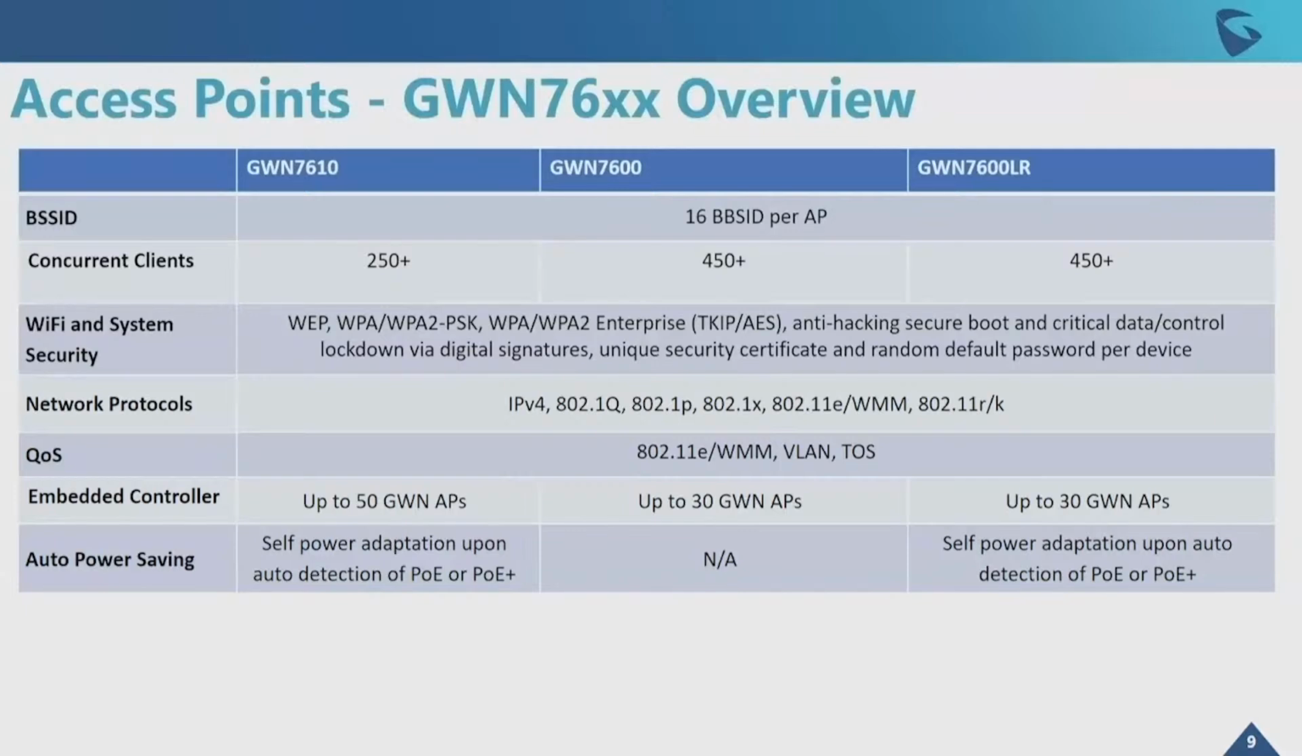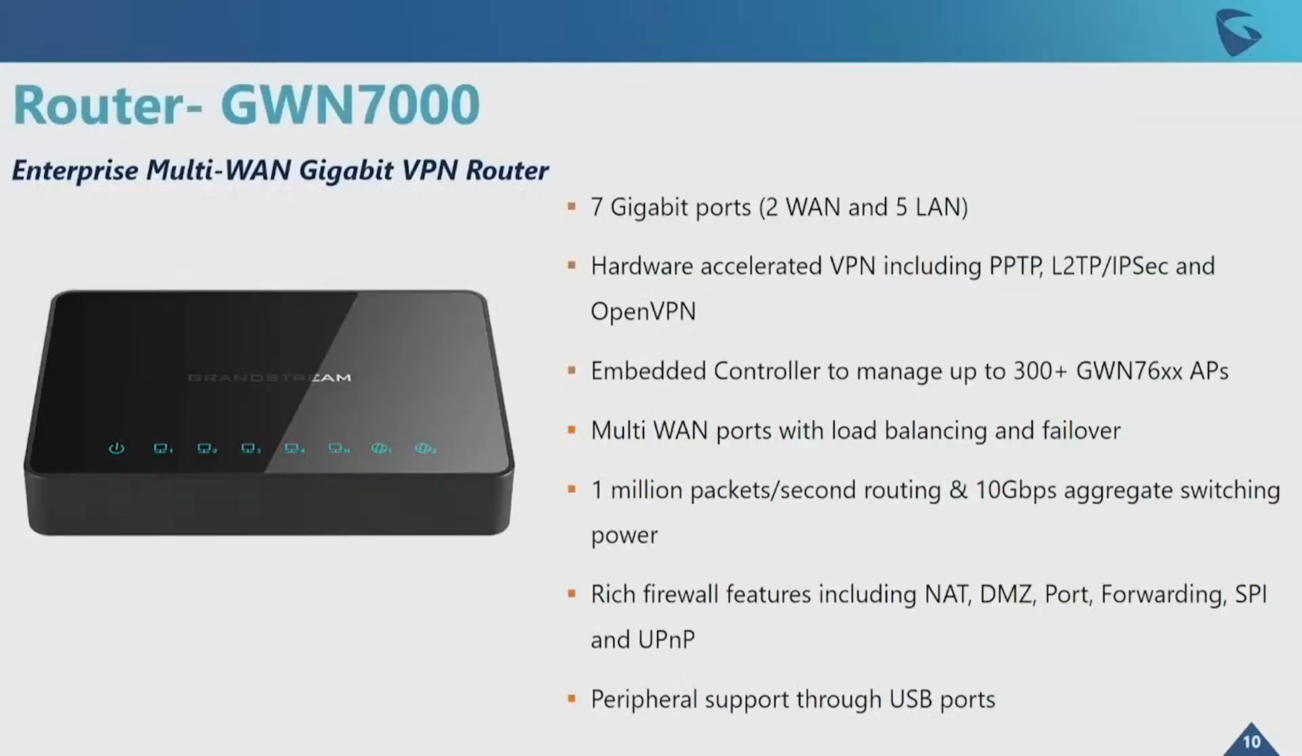Now on to our wired networking products. The one that we have available now is the GWN 7000. We label it as an enterprise multi-WAN gigabit VPN router. Basically, it has 7 gigabit ports. 2 of them are WAN ports and 5 are LAN. One of the LAN ports, we call it a net port. You can also configure that as a third WAN if required.